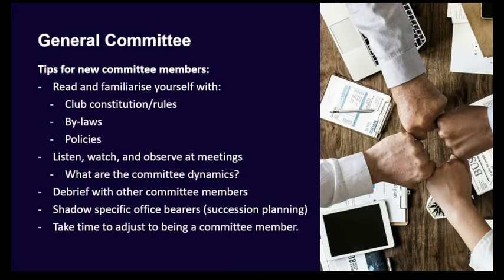And again, take time to adjust to being a committee member. A good committee will give you an opportunity to share your voice, even if you are new, because obviously any new insights can be beneficial. But again, don't feel like you have to change the club in a single day as you join. Join a committee, give yourself some time to adjust and understand the dynamics and the processes.